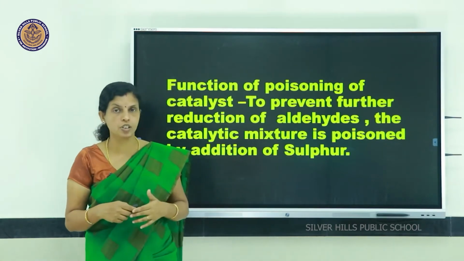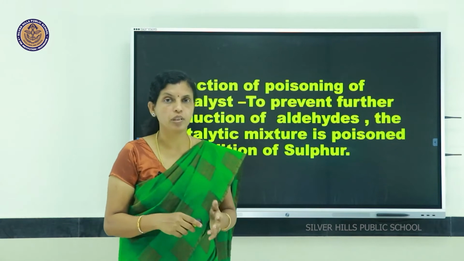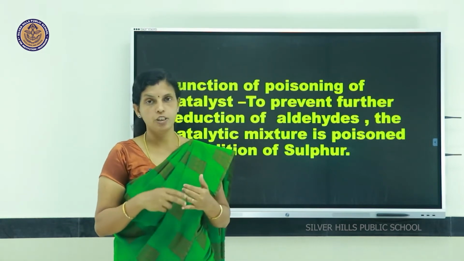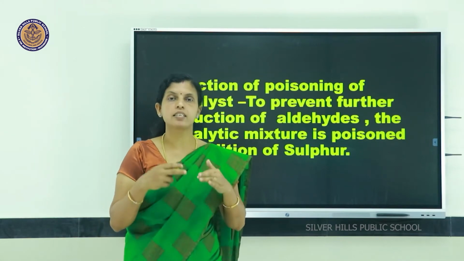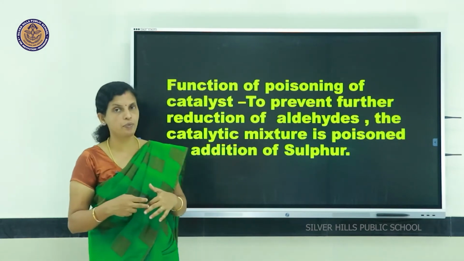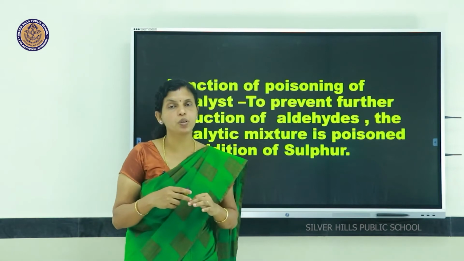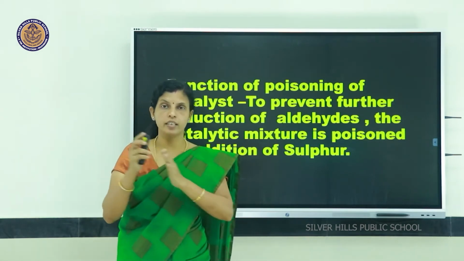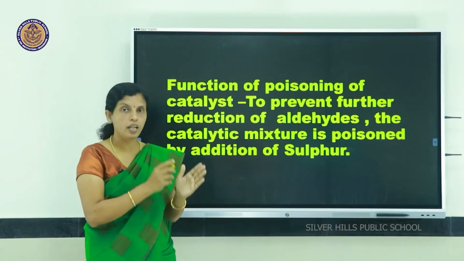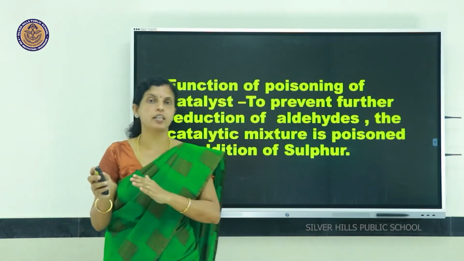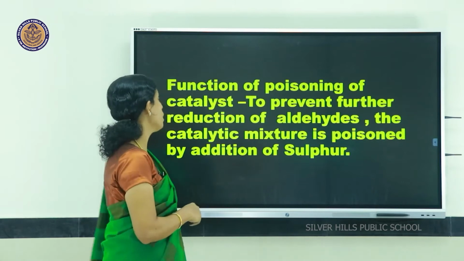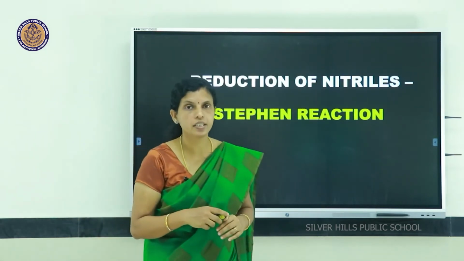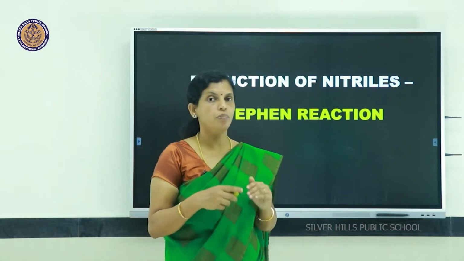So, Rosenmund reduction reaction is a conversion of an acyl halide into an aldehyde by treating with H2, palladium catalyst supported over barium sulfate and a trace amount of sulfur or quinoline. So, RCOCl gives RCHO, and ArCOCl gives ArCHO. Okay.